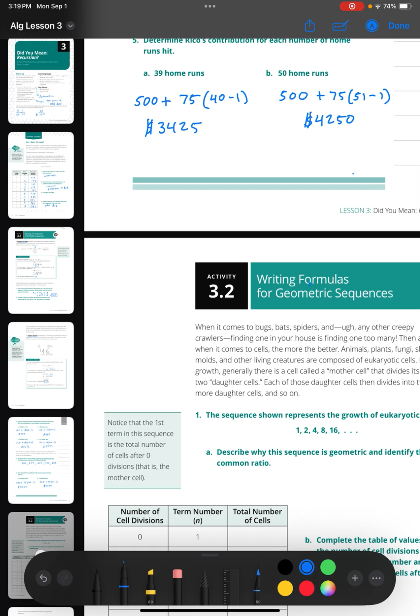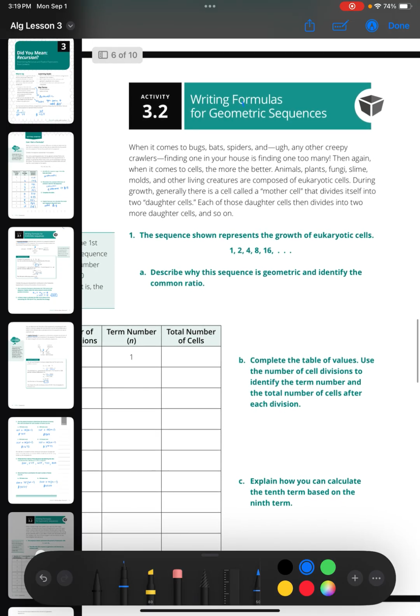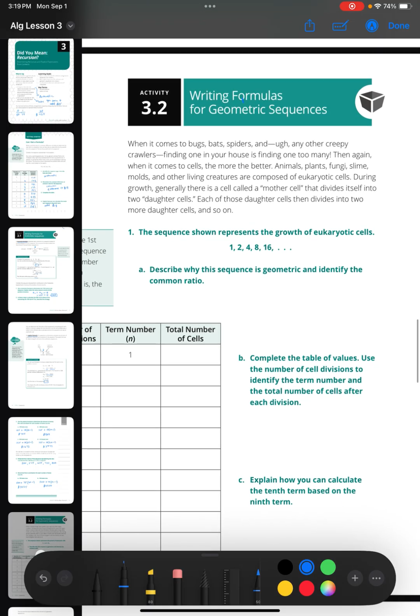All right, moving on to our next activity. 3.2, and it says, when it comes to bugs, bats, and spiders, are there any other creepy crawlers? Finding one in your house is finding one too many. Then again, when it comes to cells, the more the better. Animals, plants, fungi, slime, molds, and other living creatures are composed of eukaryotic cells, if I pronounce that right.